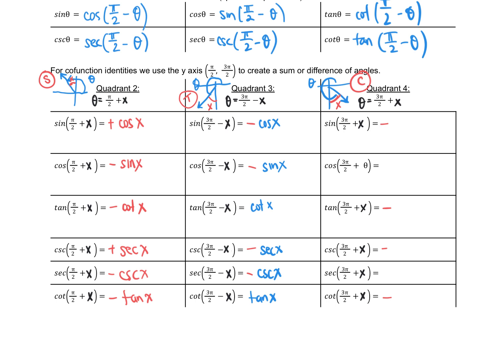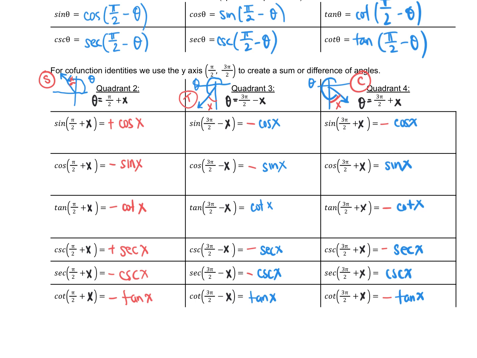And then again, exact same connection as before. So sine of theta will be equivalent to negative cos x. Cos of theta is equivalent to sine of x. Tan of theta is equivalent to negative cotangent of x. Cosecant with secant, and vice versa. And cotangent with tangent, but negative because of the quadrant.